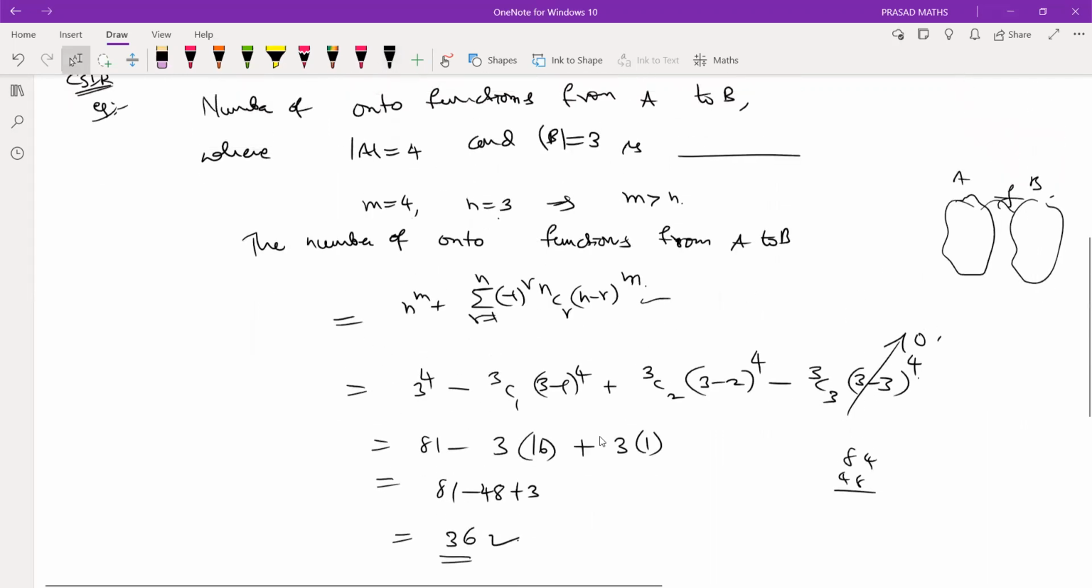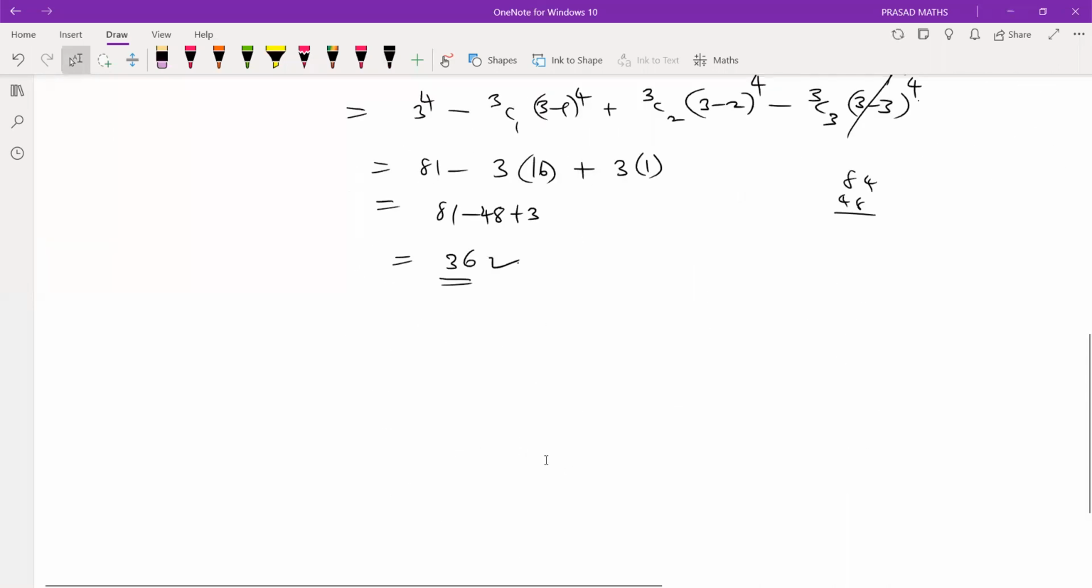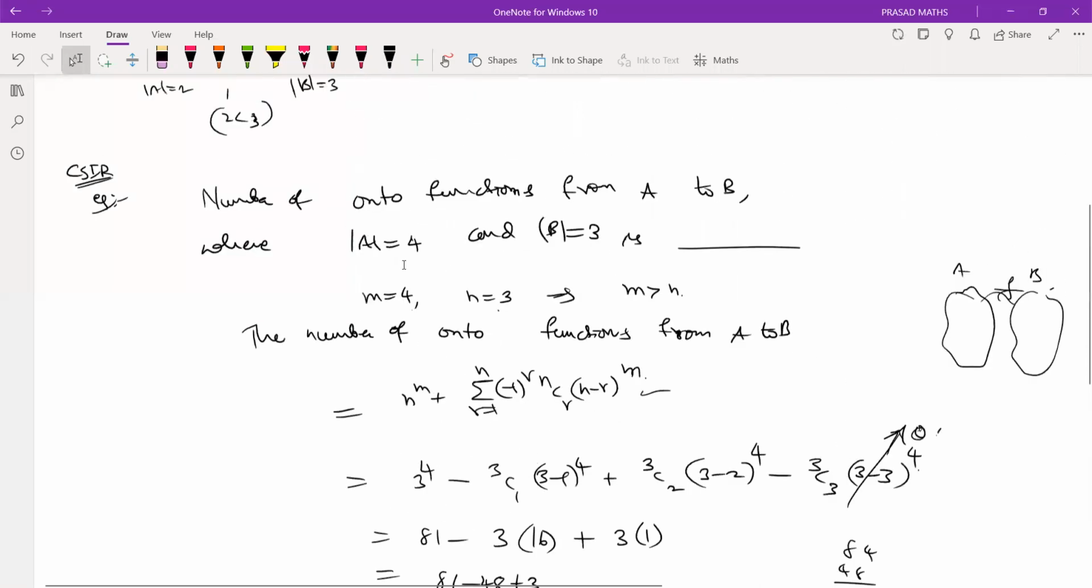No need to remember this formula. What you do is just take total functions minus, (3 minus 1) whole power n, just changing the alternate signs. Keep doing this until you get 0. Can you write onto functions from A to B the other way? It's not possible, because here 3 is not bigger than 4. Therefore, the number of onto functions is not possible.